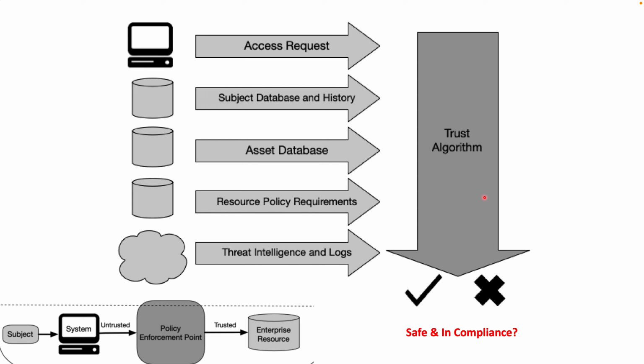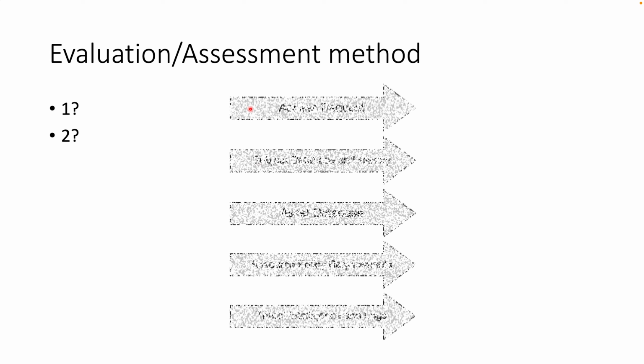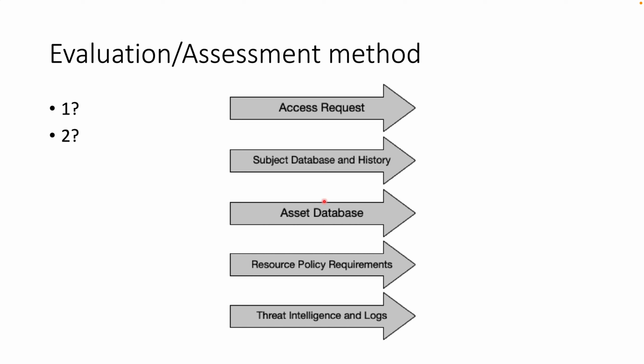Now we have a new problem. How should we evaluate this stuff? Now we know we should evaluate a subject from these aspects, right? But how? In fact, there are 2 ways to evaluate them. Before we dig into these 2 ways, let's first be clear about these 5 things we should evaluate.